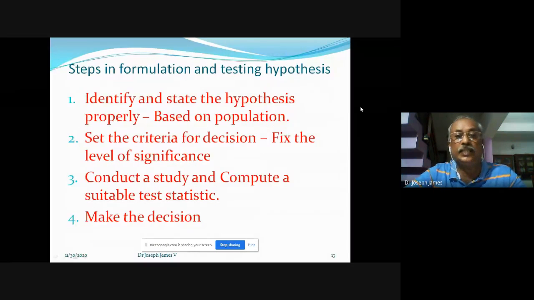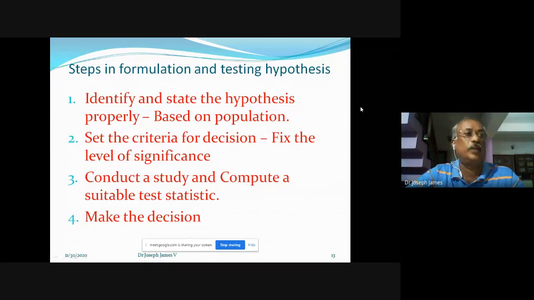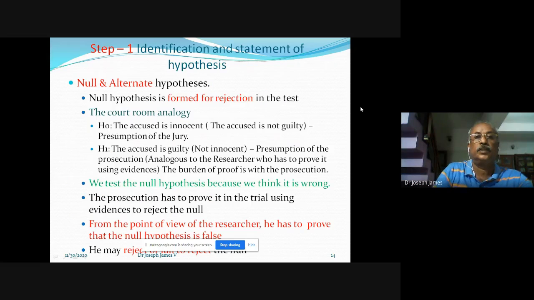And the third stage is to conduct a study and compute a suitable test statistic. To conduct a study is to identify the variables, collect the proper data, identify the suitable statistical test, make a statistical test, and based on the result, make the decision. That is the last, fourth stage. After discussing all these in detail, we will conclude. Okay, the first step is the identification and the statement of hypothesis.